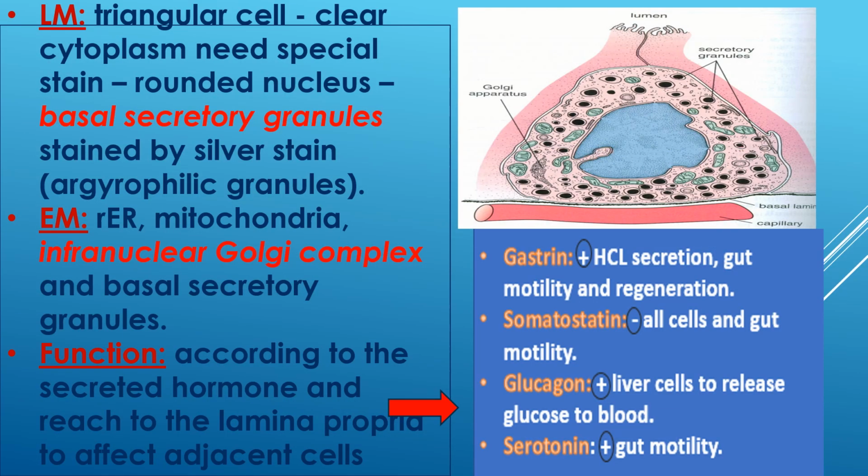What about the histological structure? Histological structure means light microscopy and electron microscopy. By light microscopy, it is a low columnar or triangular cell. It has a clear cytoplasm because it has a different embryological origin from other cells. It has a rounded nucleus. And don't forget that it has basal secretory granules.